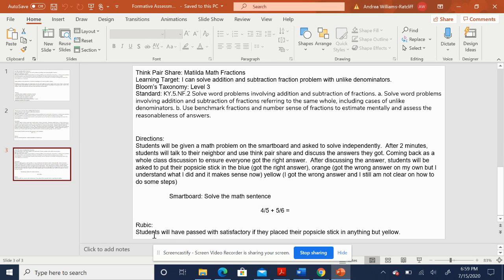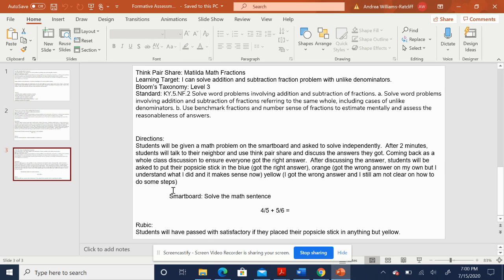Okay, so here what we said, students will pass with satisfactory if they place their popsicle stick in anything but yellow. So noting whose popsicle stick is in the yellow, that's going to be who gets the major help at that moment. Not that that's probably everybody who still has some questions, but that's kind of taking care of the biggest priorities first. And then if any of those popsicle sticks don't match with what the person saw as they walked around, then of course they're going to have to work with those students additionally.